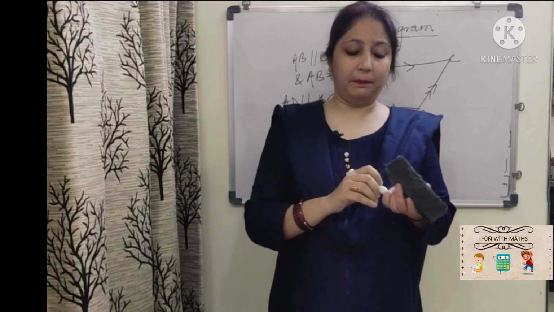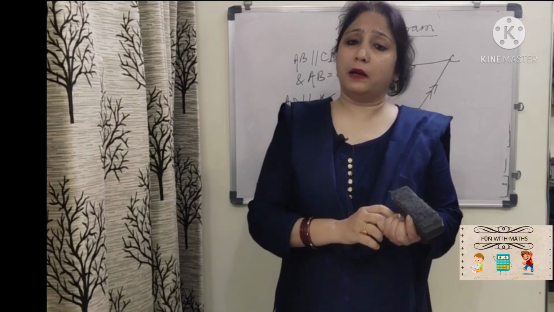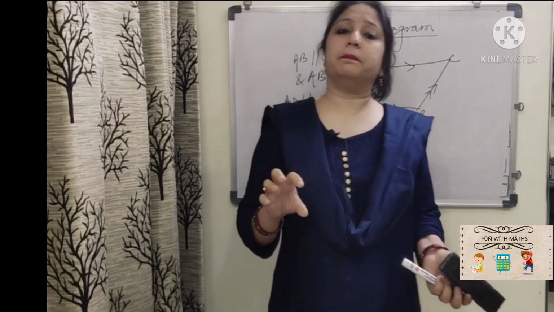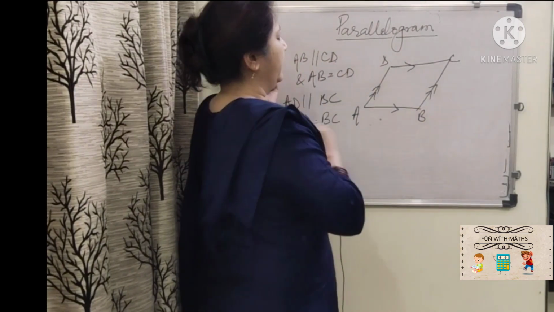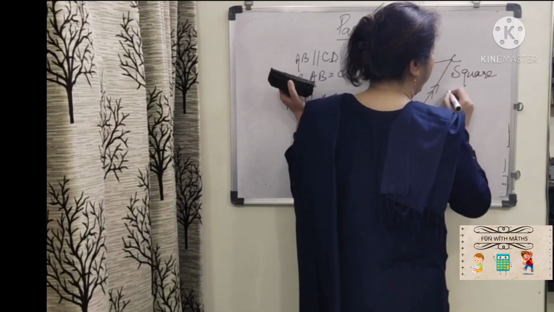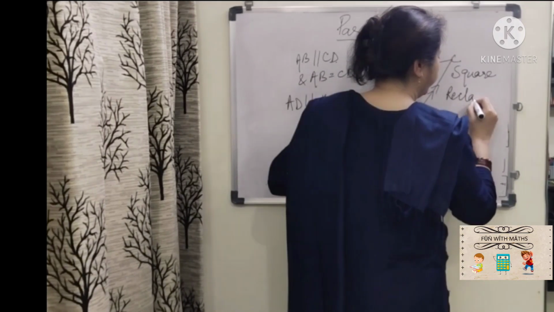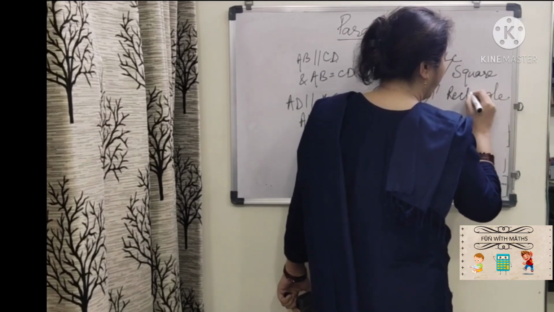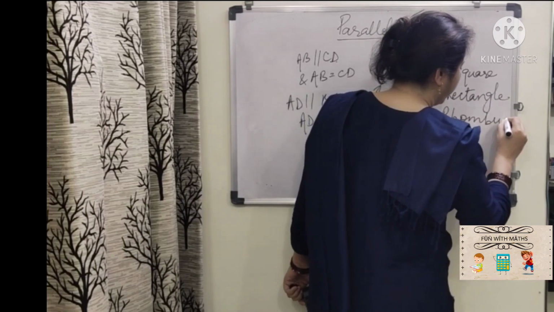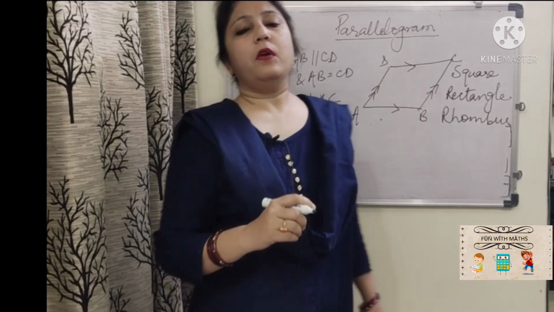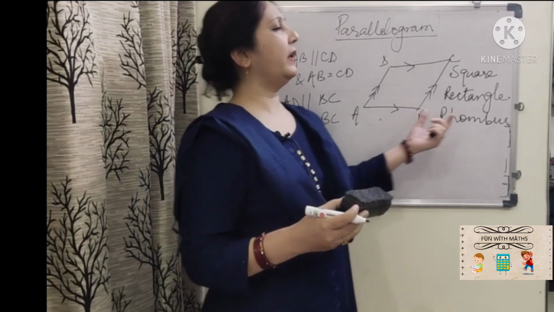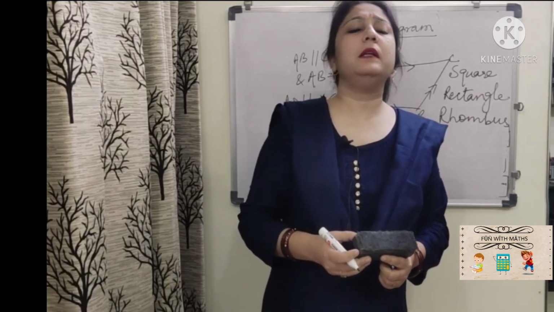In the quadrilateral family, the parallelogram again has its own family where certain quadrilaterals come. They are square, rectangle, rhombus, these three, which fulfill the property of the parallelogram that opposite sides are parallel as well as equal.